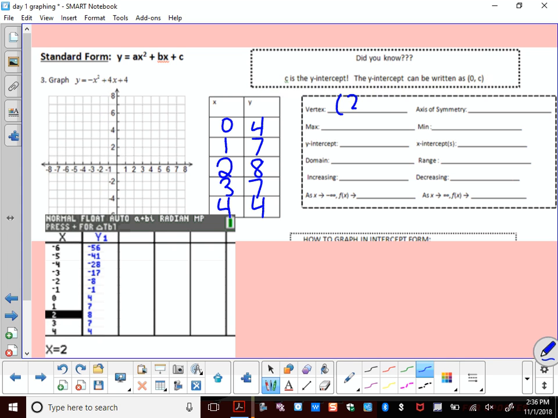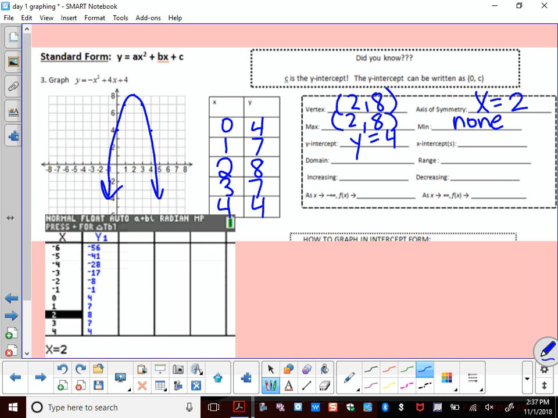My vertex, 2.8. Oh wait, I didn't even plot the punch yet. 0.4. Told ya. 1.7, 2.8. Told ya. It doesn't have to be perfect, just try to make it look normal. Axis of symmetry, what is x? Max or min, we said max, so that's also your vertex. We don't have a min.